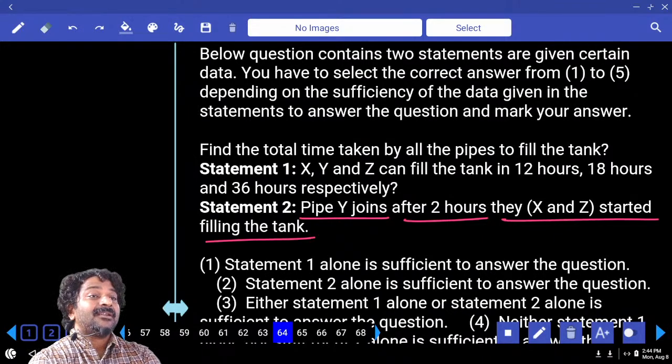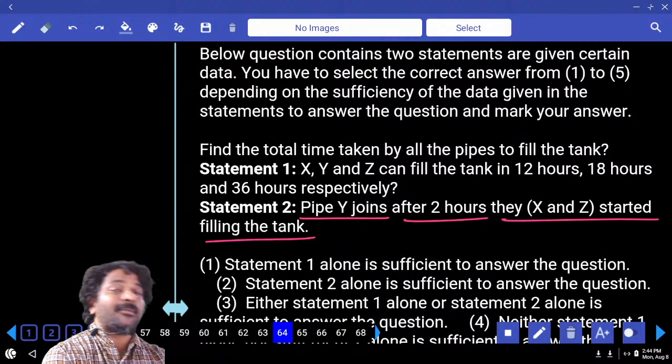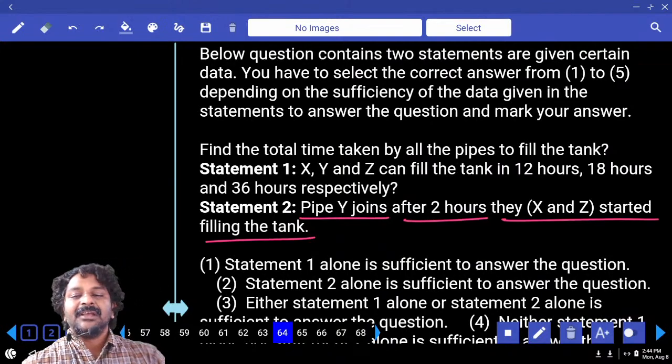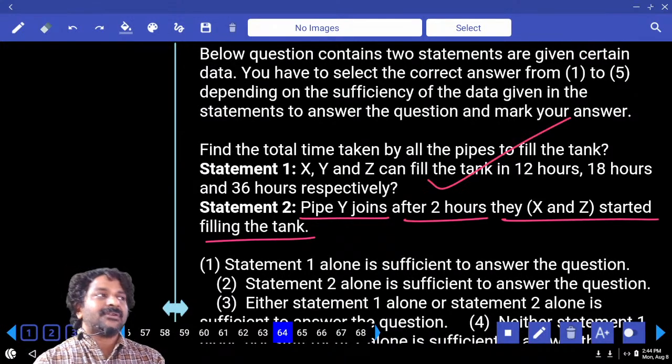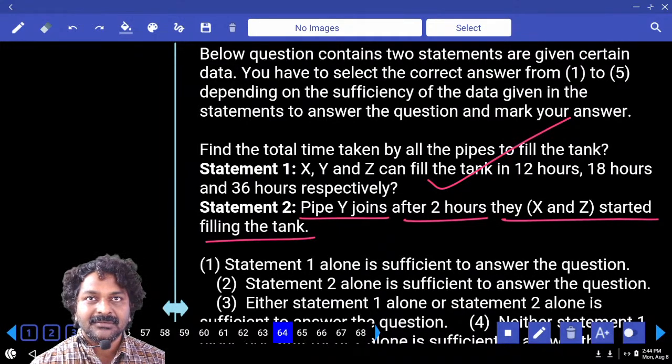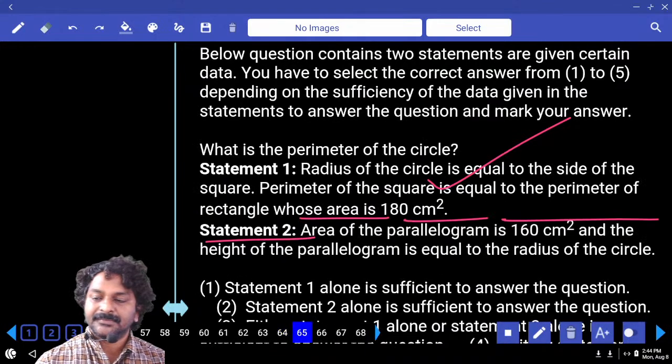Why? Individual timings are not there. X fills the tank in how much time? We don't know. Y, don't know. Z, don't know. Hence, we will get the answer by using only the first statement, but not from the second statement. Understood? Any doubt? Sure. Next.